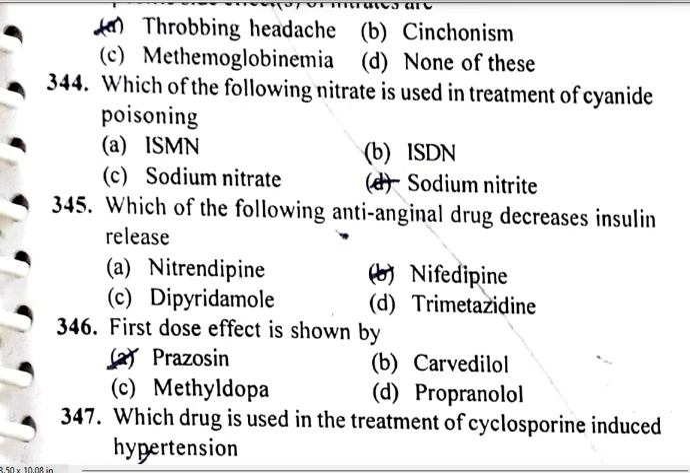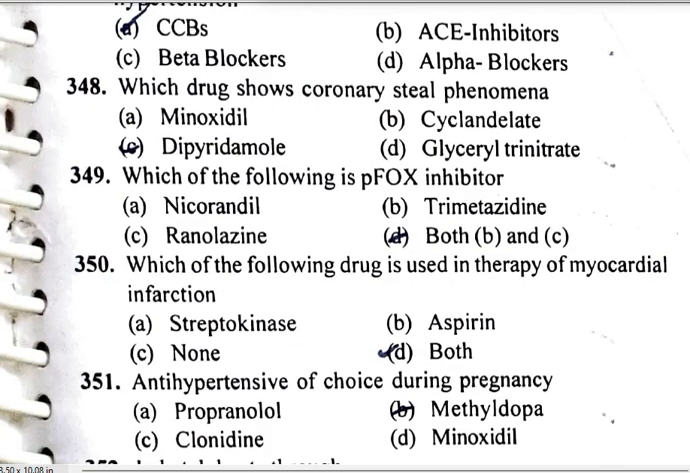First dose effect is shown by prazosin. Which drug is used in treatment of cyclosporine-induced hypertension? That is CCBs. Which drug shows coronary steal phenomenon? Dipyridamole. Which of the following is a pFOX inhibitor? Both trimetazidine and ranolazine. Which of the following drugs is used in therapy of myocardial infarction? Both streptokinase and aspirin. Antihypertensive of choice during pregnancy is methyldopa.